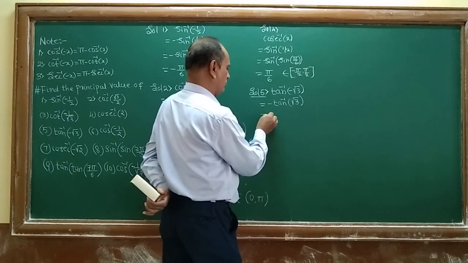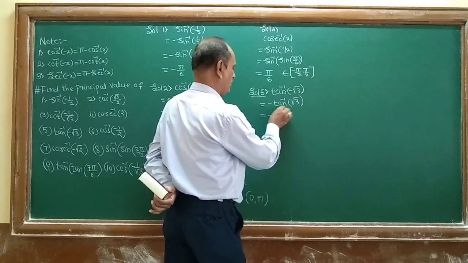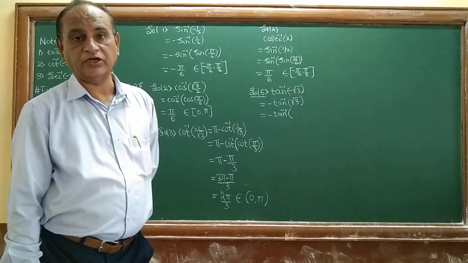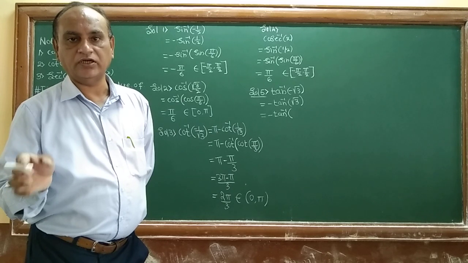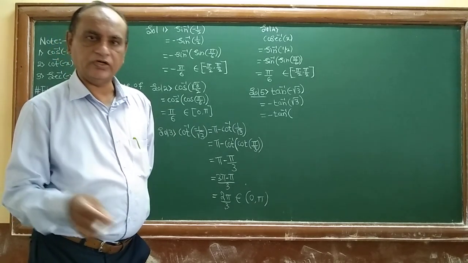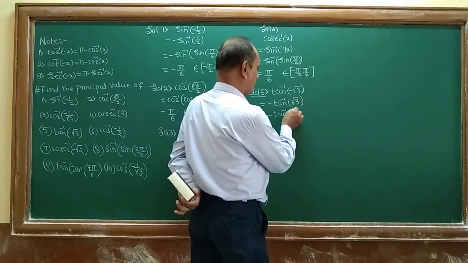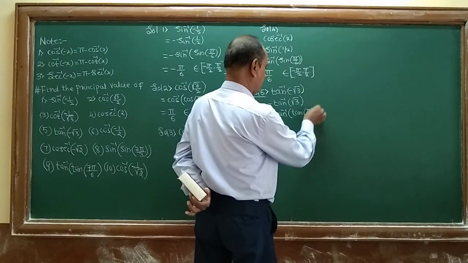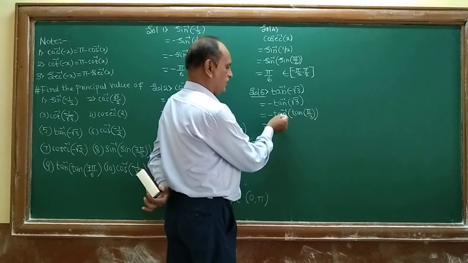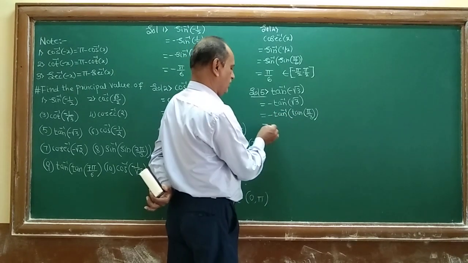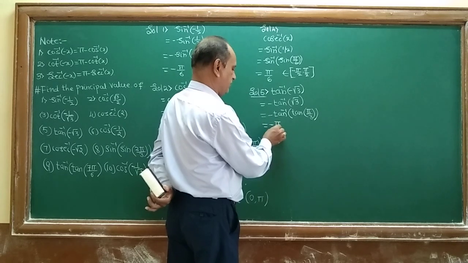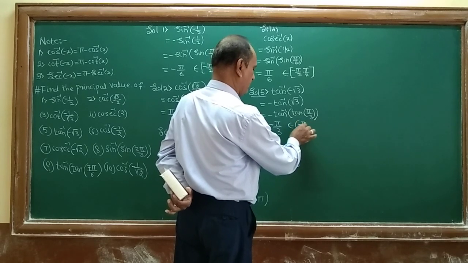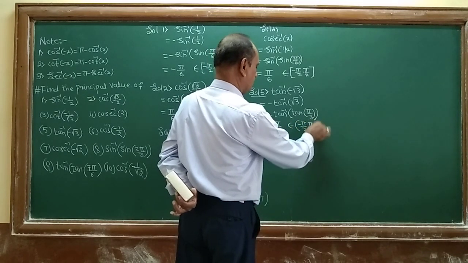So this is equal to minus tan inverse of root 3. The angle for root 3 is tan of 60 degrees, tan of pi divided by 3. In simplest form, tan inverse of tan means you have to mention the angle, so that is minus pi divided by 3. This belongs to the tan range, minus pi by 2 to plus pi by 2.